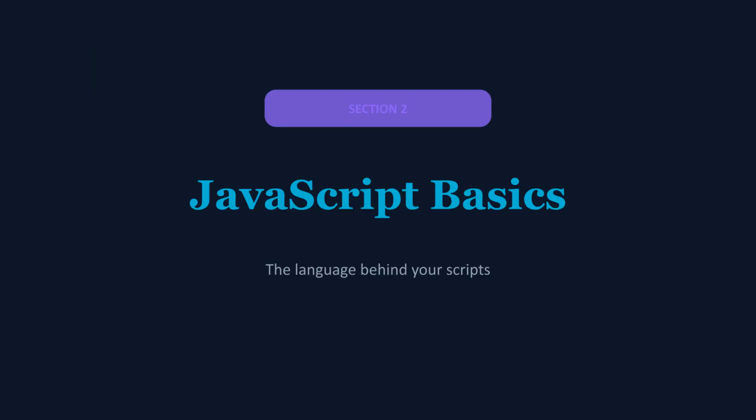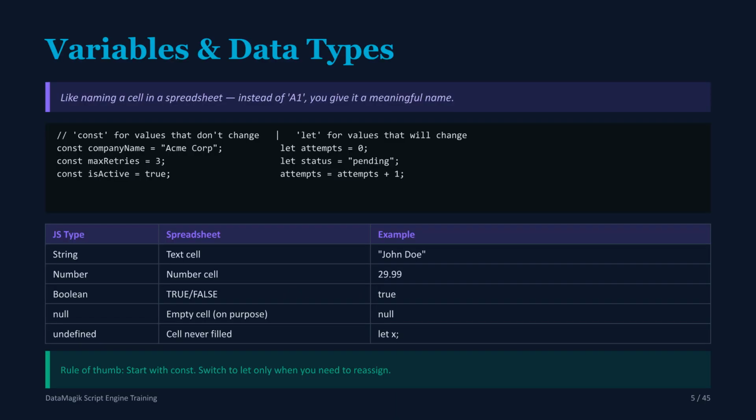Section 2 focuses on JavaScript basics, the language behind your scripts. Variables are like naming a cell in a spreadsheet. Const is for values that do not change, and let is for those that will change. JavaScript has various data types, similar to text, number, or Boolean cells. A good rule of thumb is to start with const and switch to let only when reassignment is necessary.